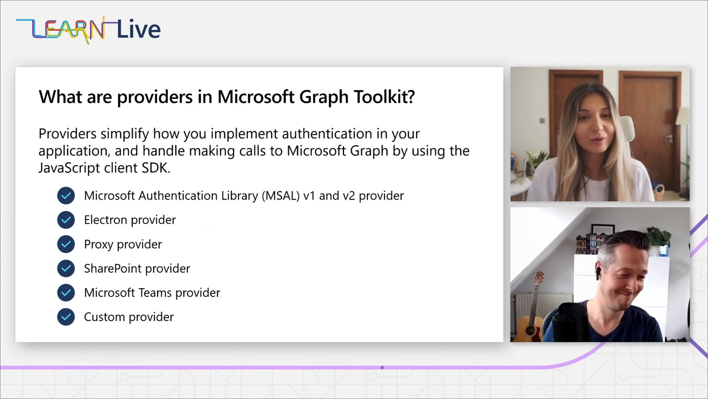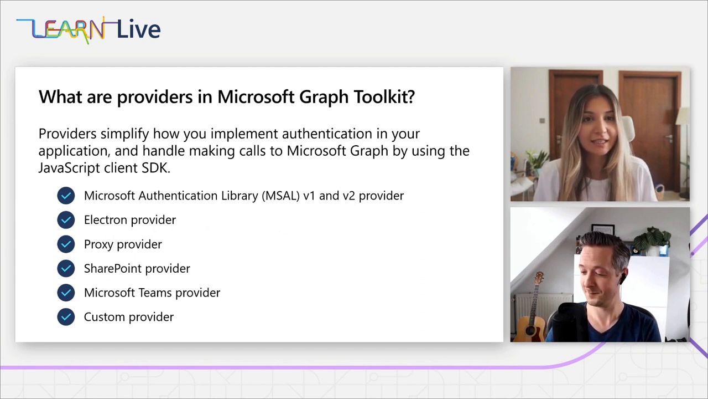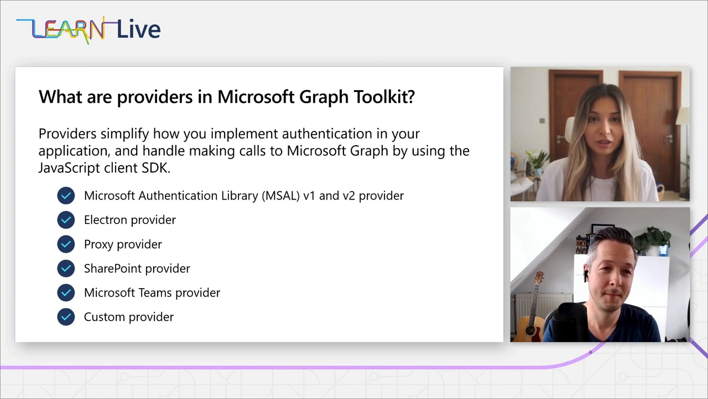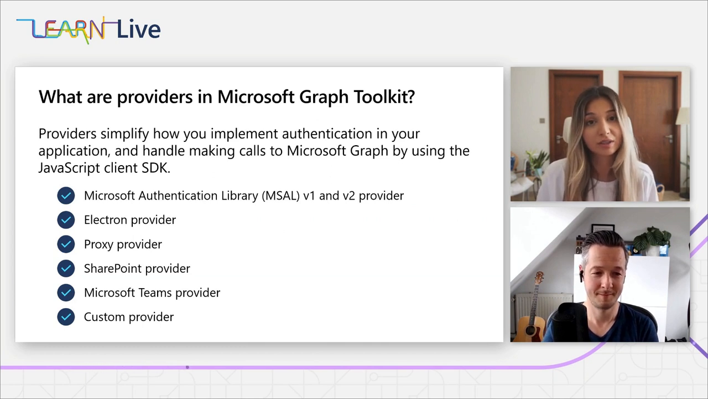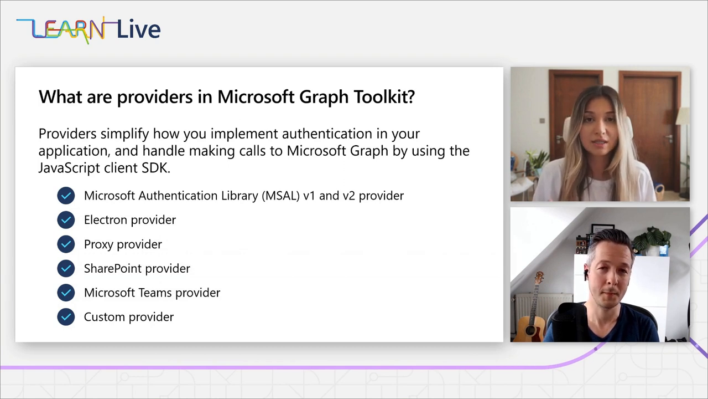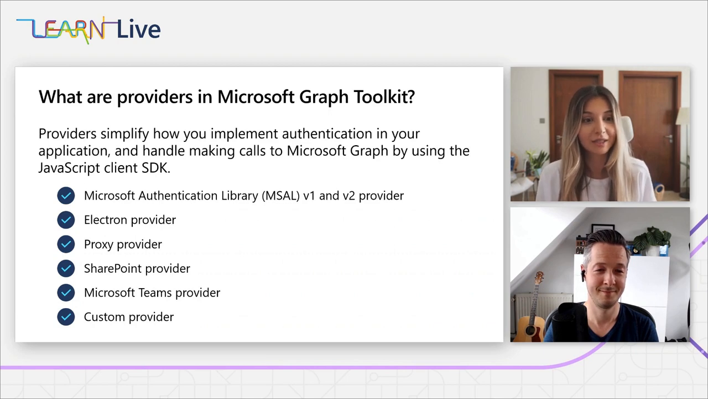In most of the applications we build for the web, we will use the MSAL provider, which is the Microsoft Authentication Library. If you're building Windows apps, you can use the Electron provider, and you can use the proxy provider if you have authentication but just want to use components. We also have providers for SharePoint web parts and Teams tabs. But if the provider you're looking for is not available in this list, you can build your own by using the custom provider, which is awesome. That makes Microsoft Graph Toolkit available in every environment.